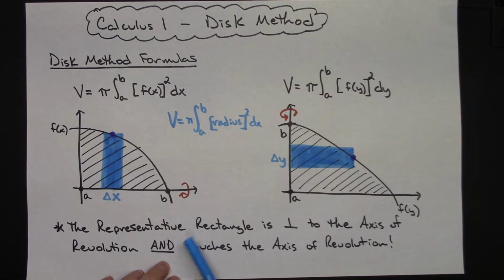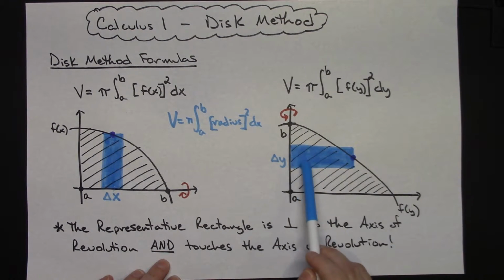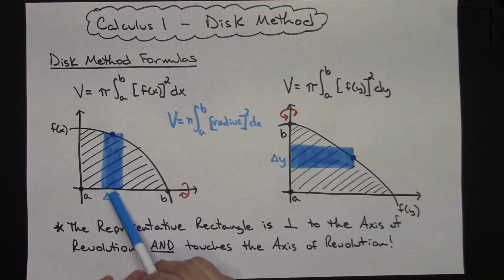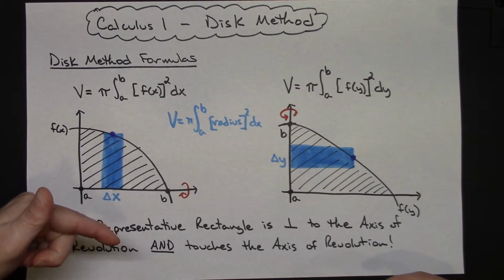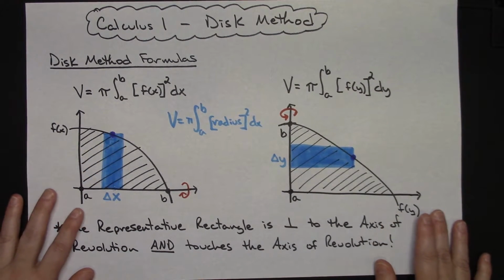The other main part for disk method is that your representative rectangle touches that axis of revolution. There's no gap there. It is touching the axis of revolution. That way you know you're going to be forming a disk when that revolves around. Now let's take a look at an example.